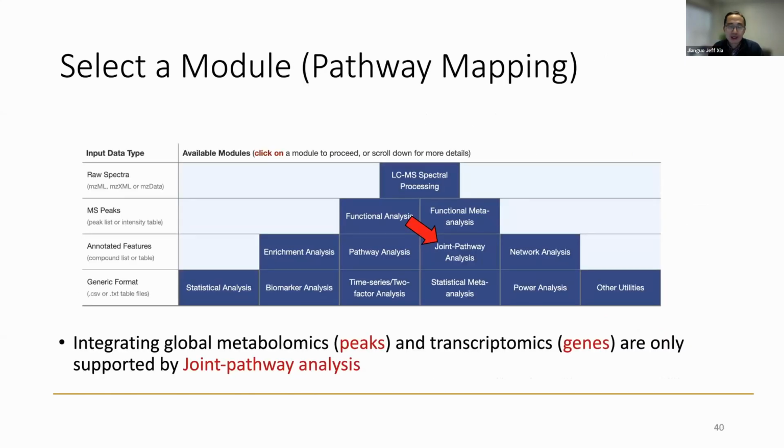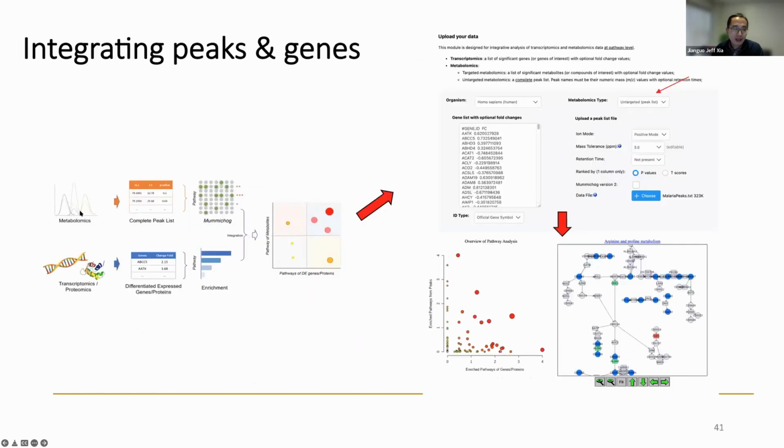And this is one that shows in MetaboAnalyst 5.0 how we integrate peaks with genes using joint pathway analysis. There is a quick tutorial here. We have the peaks. If you're using peaks, it's complete peaks, because we need to test the background. So we need to do the shuffling to do the p-value calculation.